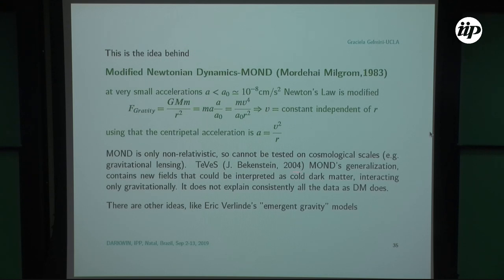So, but there was, in 2004, a generalization. This TeVeS is tensor vector scalar models. It's a fully covariant model in which MOND is the classical limit of this theory. And there are many other ideas. For example, Erik Verlinde's idea of emergent gravity. I'm not saying that emergent gravity is not a good idea. I do not know. What I know is that this idea cannot compete for dark matter. So what I know is that the predictions done in emergent gravity are not good enough, actually, to replace dark matter in any way.